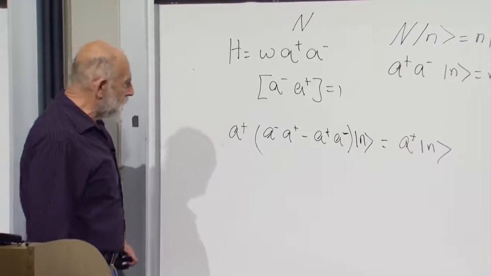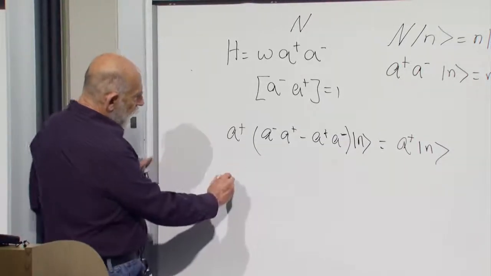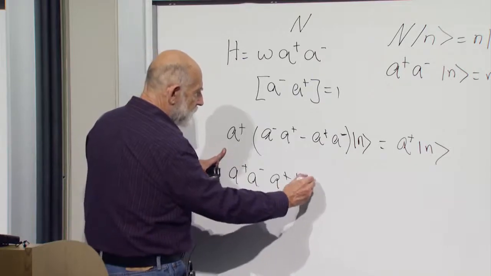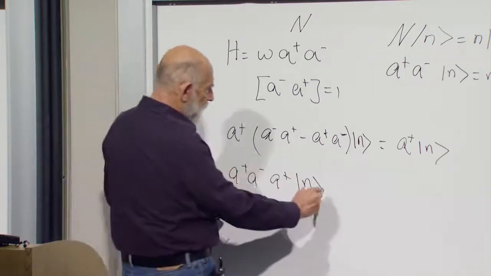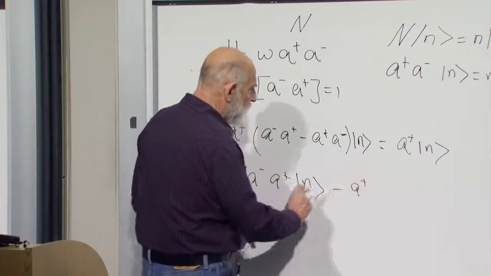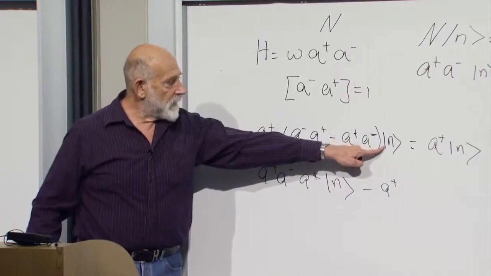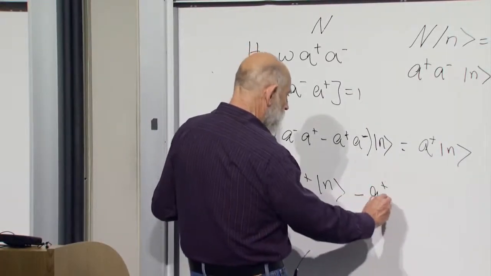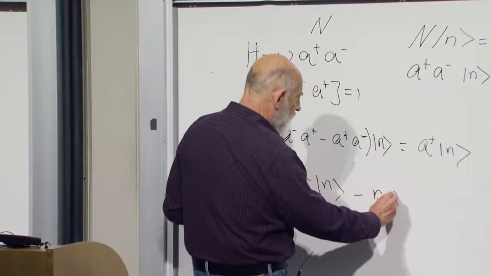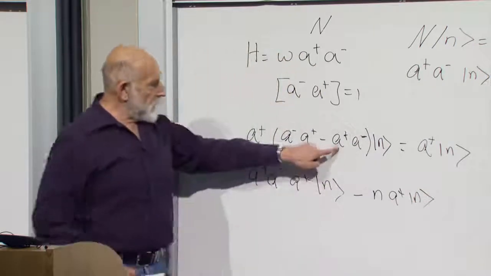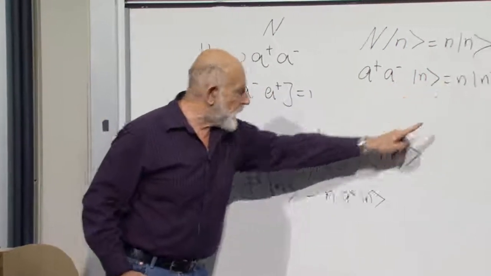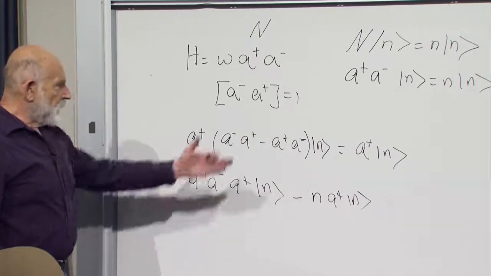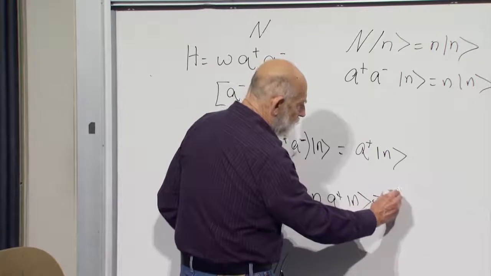Okay, so now we have an equation. Let's see what we get. First of all, we have a plus, a minus, a plus on n. That's the first term here. Now what about the second term? Minus a plus, what's a plus a minus on n? So this is minus a plus times n. I've written that a plus a minus on n just gives me a numerical factor n. So that's this over here. I still have the a plus, and that's over here. And finally, on the right-hand side, I have a plus times n.